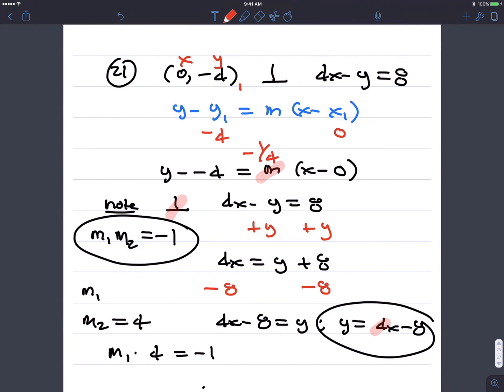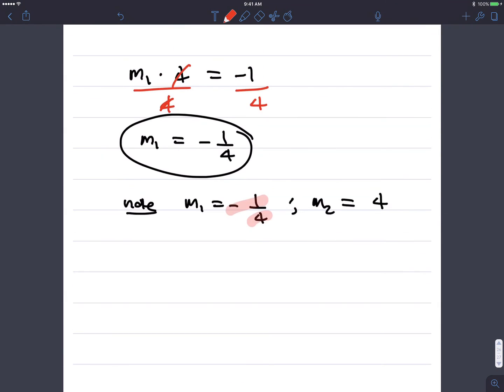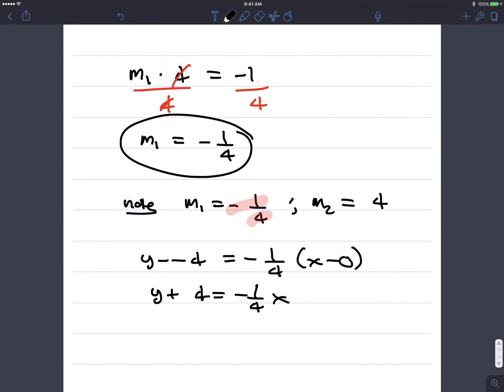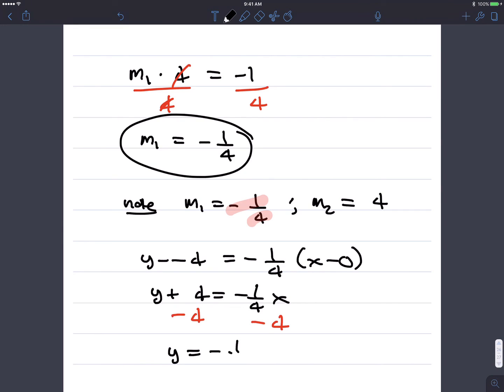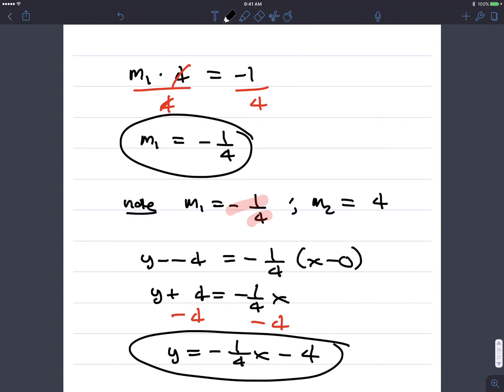Right here. So we end up with y plus 4 with that -1/4. Here we go. Y minus a -4 equals -1/4 x minus 0. Don't need a parentheses. Y plus 4 is -1/4 x. Subtract your 4 from both sides. We end up getting y being -1/4 x minus 4. And you're done.